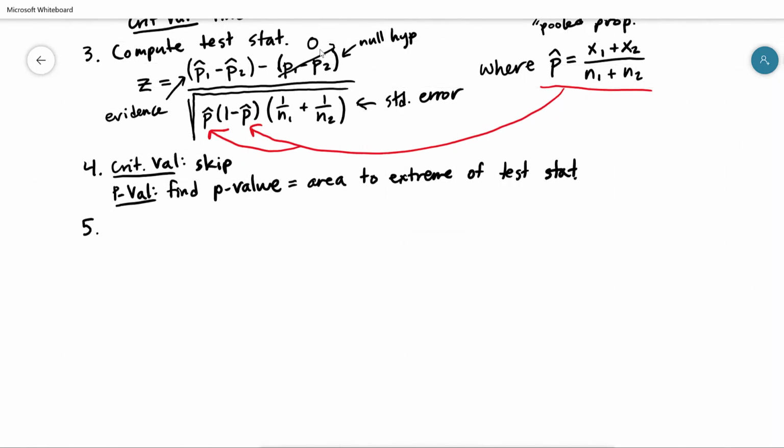So that is the idea. Step number 5 is where we determine if our result is weird.